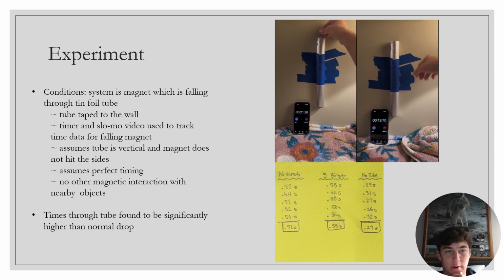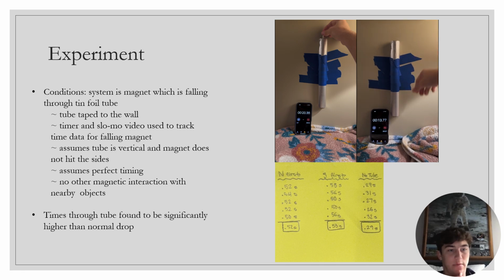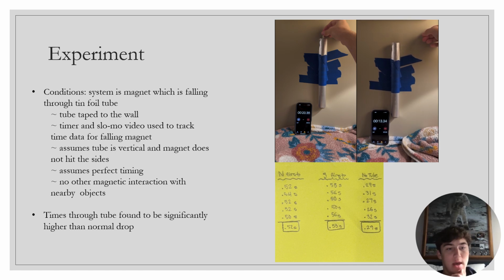For our actual experiment, you can see our conditions. We have a system, which is a magnet that falls through a tinfoil tube. The tube's taped to a wall, and then I have a timer and a slow-mo video, which is used to track our times. This is assuming that the tube is vertical, our magnet doesn't bounce around in there too much, the timing's perfect, and there aren't magnetic interactions with any other nearby objects.